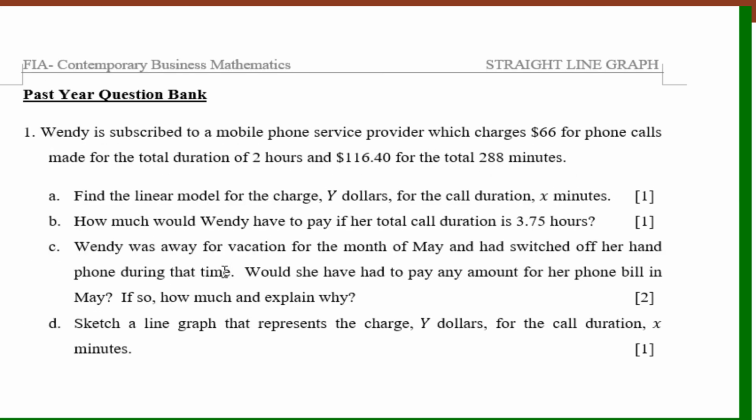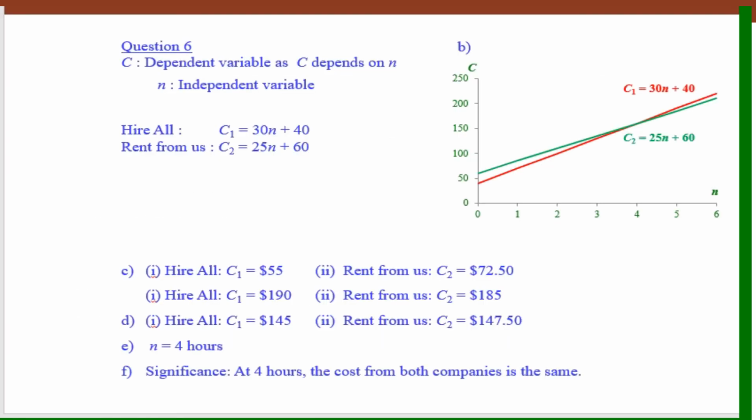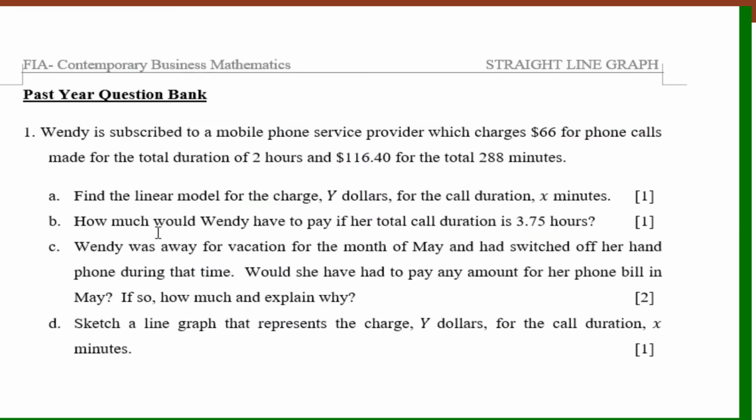Okay, so let's look at the past year question now. Wendy is subscribed to a mobile phone service which charges $66 for phone calls made for the total duration of 2 hours and $116.40 for 288 minutes. So this is exactly the same as the first question we did about the wedding dinner. Here they are also giving you two coordinates, but it's your duty to put them in the right order. Linear model means I want my y equals mx plus c.